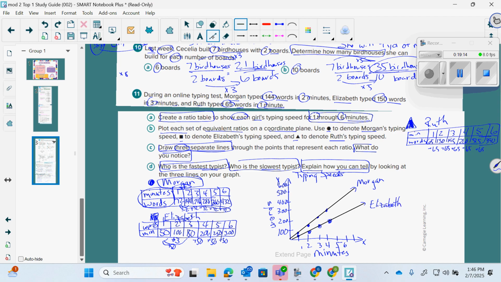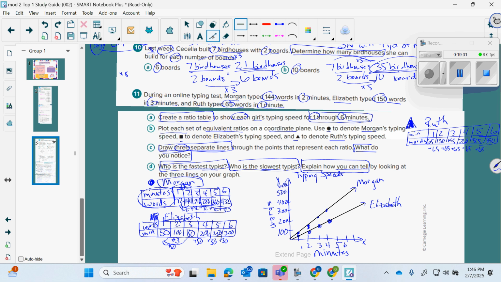And then our last one is Ruth. Now we're doing the triangle. For 1 at 65, that's going to be just below where Morgan's was. At 2, she was at 130, so we're just after the 100.